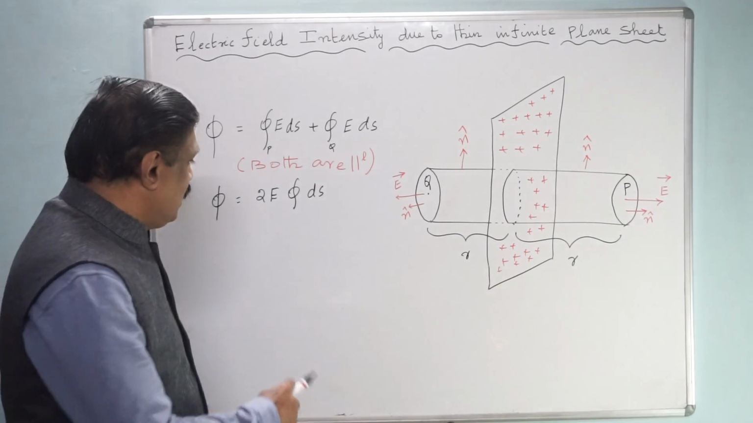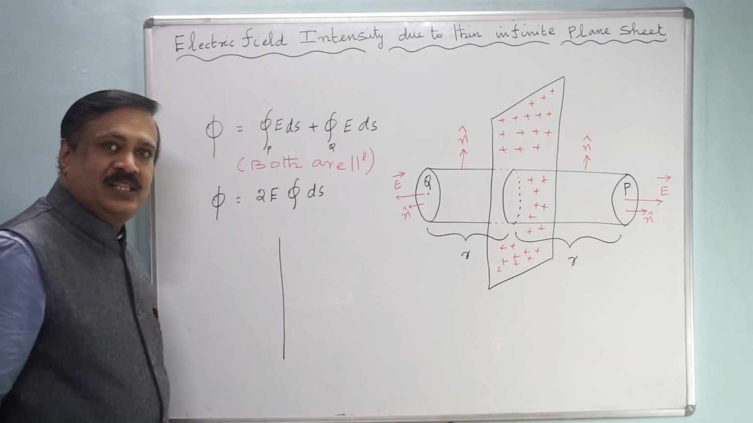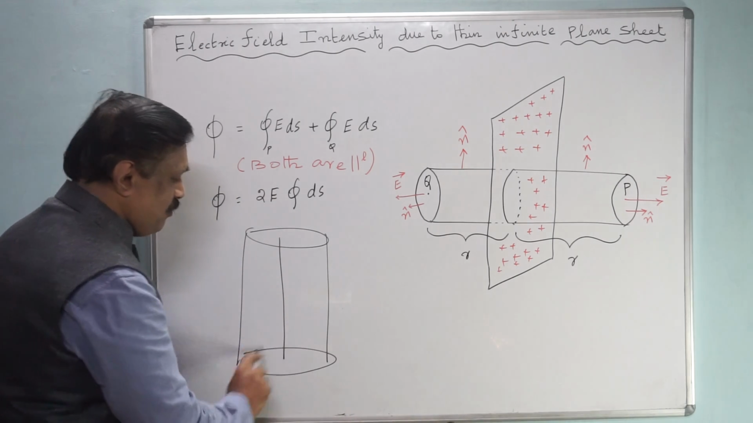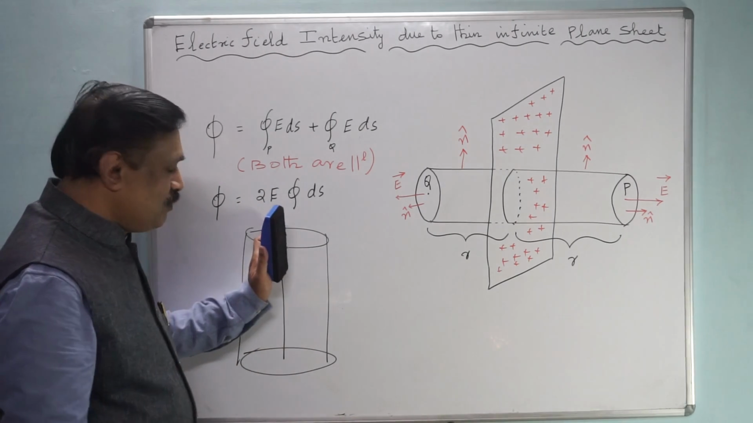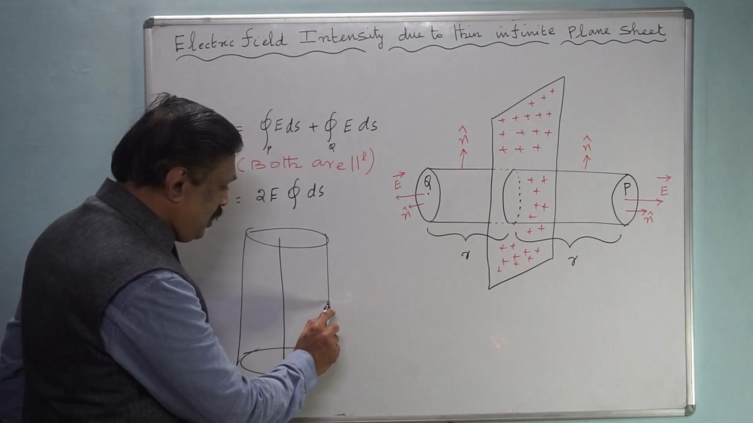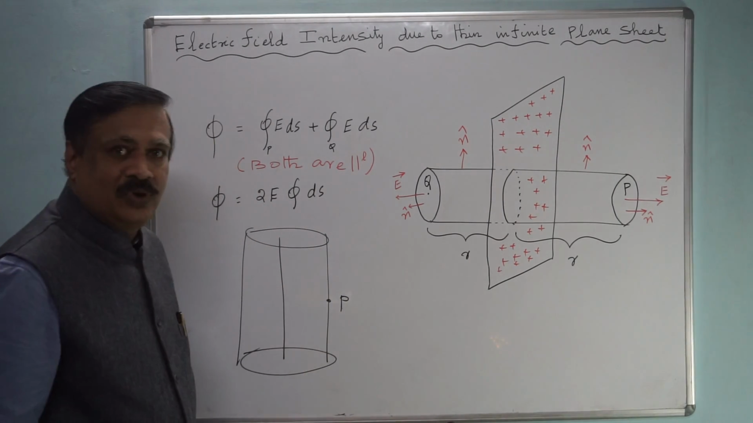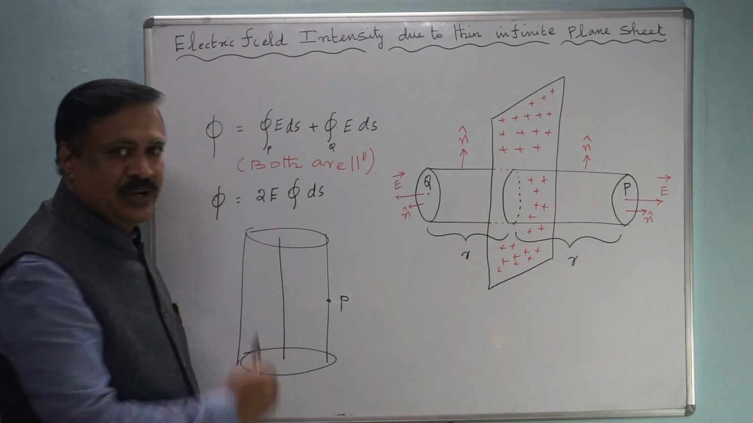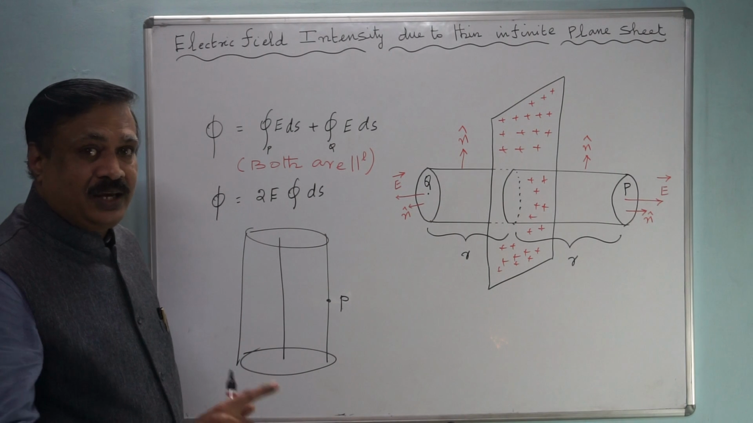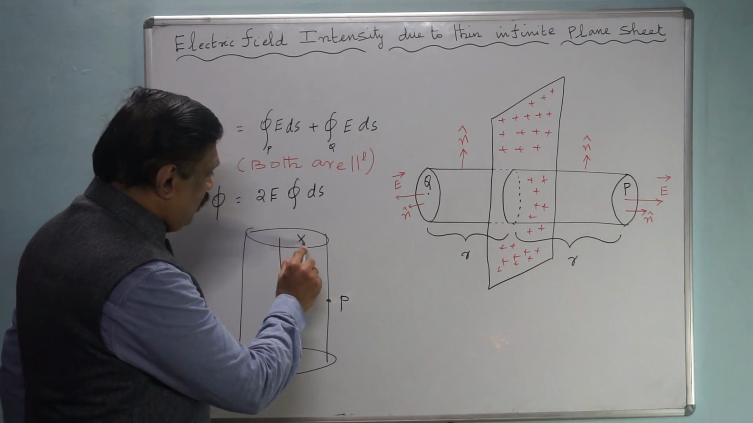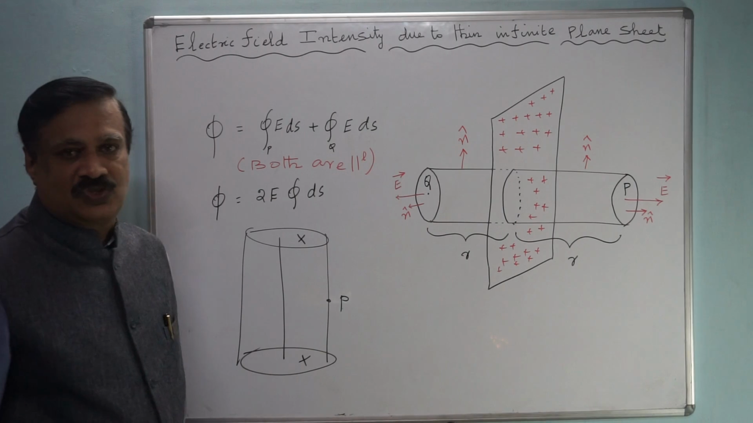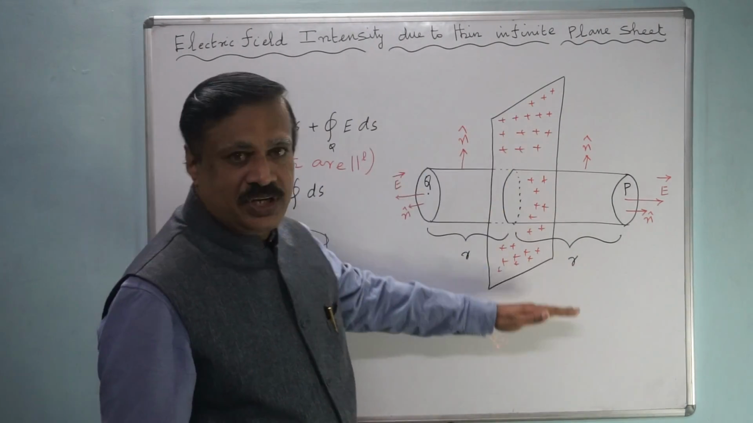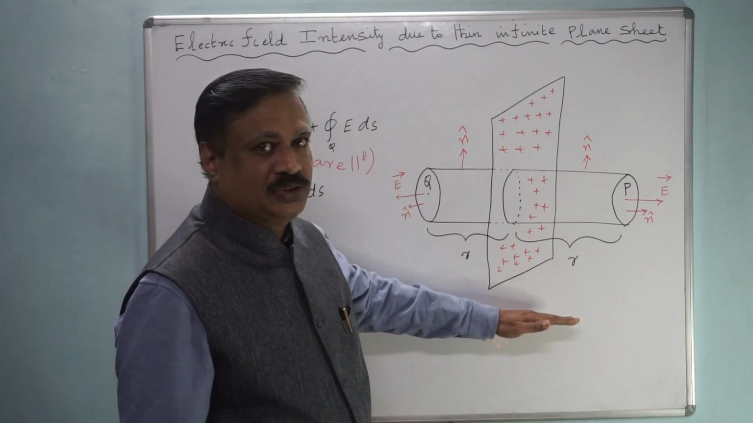In the lengthy conductor, this is the positive lengthy conductor and this is our point P to determine the electric field intensity, and we assumed a cylinder. In that case we did not consider these surfaces. Now here this is our infinite sheet of positive charge.